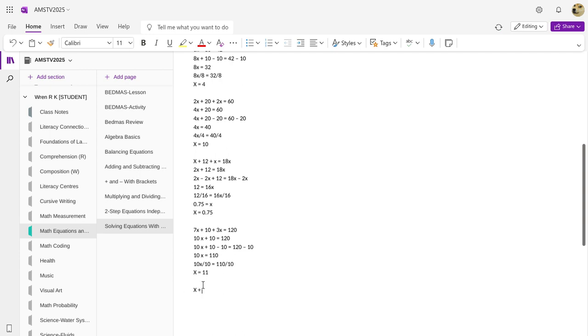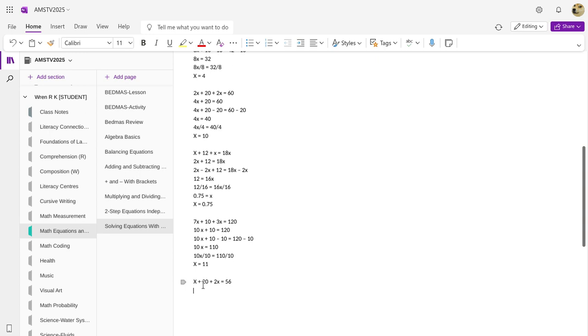x plus 20 plus 2x equals 56. So my like terms are the x and the 2x, which would give us 3x plus 20 equals 56. I'm starting to understand. I'm on question 7.